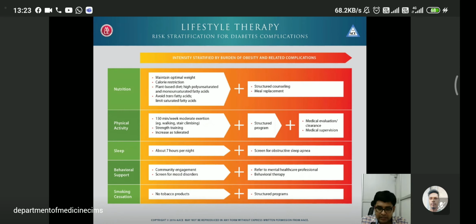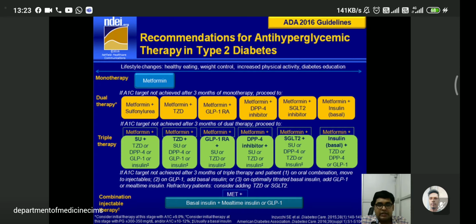Then we proceed to OHA, oral hypoglycemic, anti-hyperglycemic therapy. So this is the chart of how we proceed. Later I will tell about the classification. First, you can see we start with the lifestyle changes. We promote healthy eating, weight control, increased physical activity, and diabetes education.